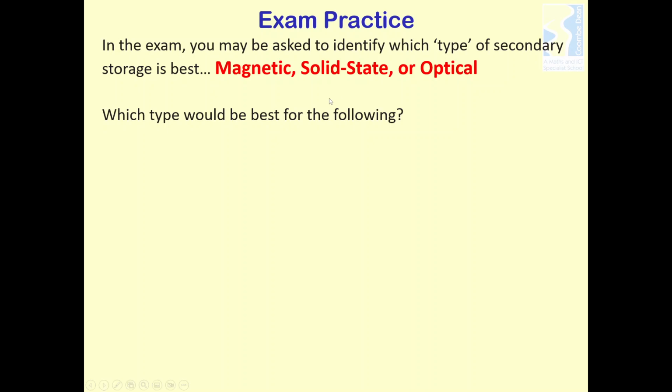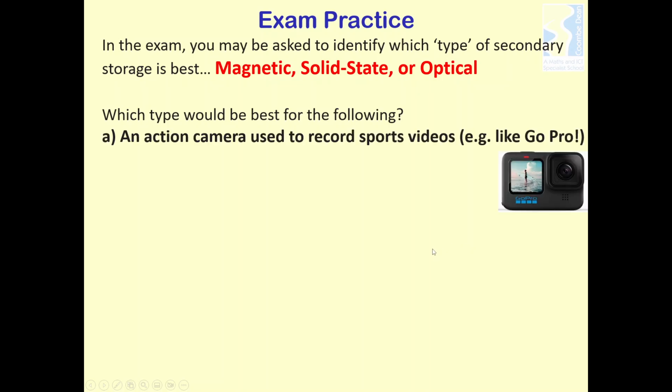Okay, so you're done with the sheet now, but just please listen to this last bit. In the exam, you may be asked to identify which type of secondary storage is best: magnetic, solid state, or optical. So have a think about the following situations very quickly. An action camera used to record sports videos, a bit like a GoPro. Which type would be better, magnetic, solid state, or optical? Pause, have a think.